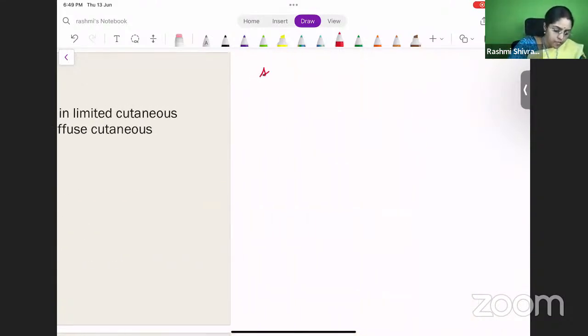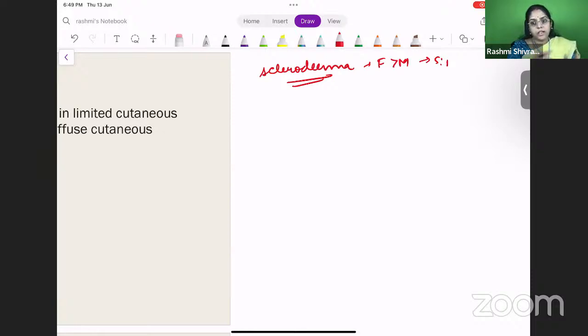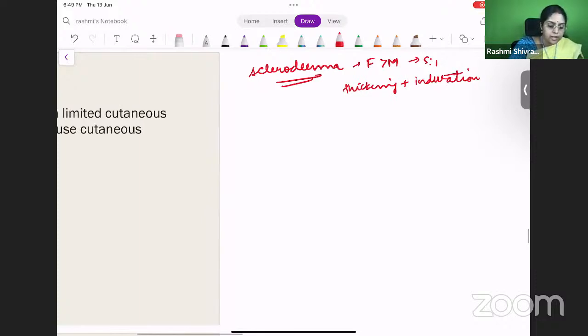So scleroderma is more common among the females. All of us know it is more common among the females, right? In the ratio of 5:1. So what do you have basically? You have thickening and induration. What is the most important symptom in these patients? It is Raynaud's phenomenon.